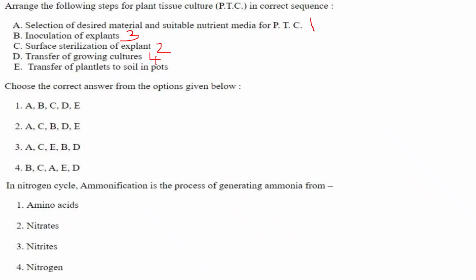Then the next is transferring of growing cultures, that is nothing but subculturing. So as the plant grows, the nutrient media will become exhausted. So you have to transfer the plant to a fresh medium. Okay. So transfer of growing cultures. Then transfer of plantlets to soil in pots. Then the next will be the acclimatization, that is the plantlets which have developed the root and the shoot will undergo the hardening process, or acclimatization, so that they can be moved to the natural soil in pots.